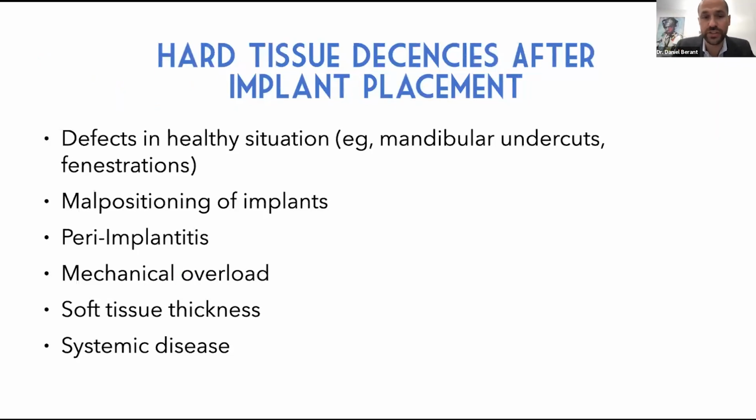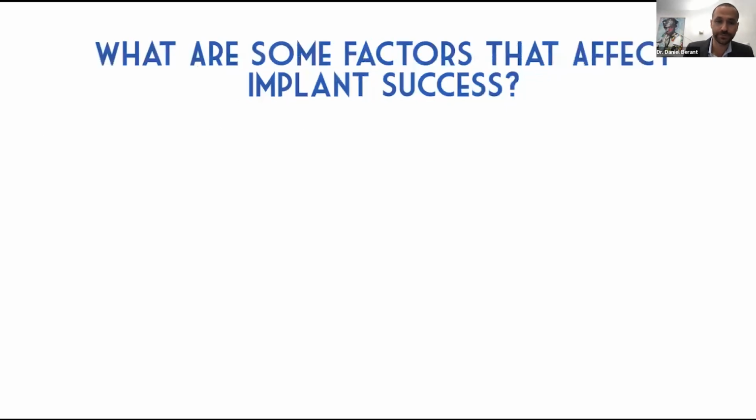So what about the hard tissue deficiencies after implant placement? Well, there are defects in healthy situations. There are things like mandibular undercuts, and fenestrations that occur. And as well, we have to think about how the implants were placed. Were they positioned inside the alveolar housing? Did the patient ever experience any peri-implantitis that caused them to lose bone? Also, we could talk about the crown-to-root ratio of implants and how the soft tissue thickness impacts our long-term success. And as always, systemic diseases have to be taken into consideration.